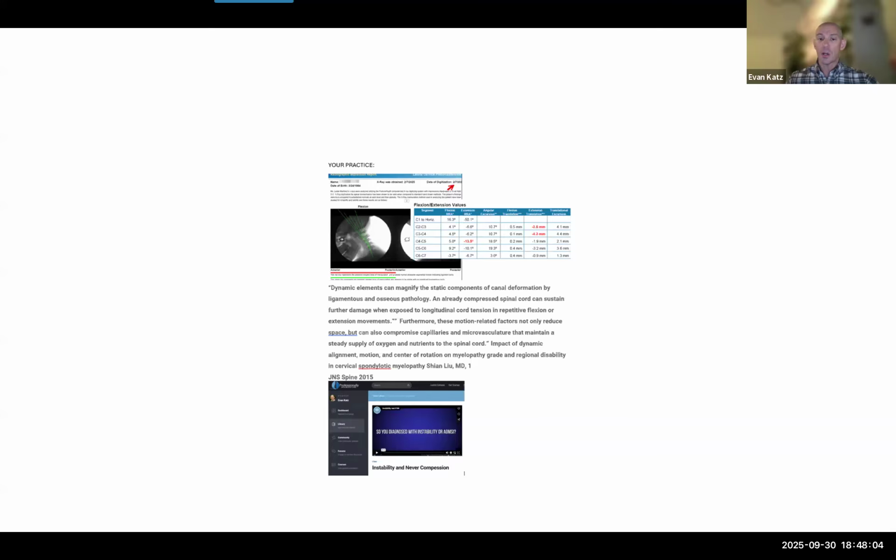And then what happens? Furthermore, these motion related factors that you did an x-ray for, what does the study say? Can reduce space, but can also compromise capillaries and microvasculature that maintain a steady supply of oxygen and nutrients to the spinal cord. That's from the impact of dynamic alignment, motion, and center of rotation on myelopathy grade and regional disability in cervical spondylotic myelopathy from Journal of Neurosurgery.